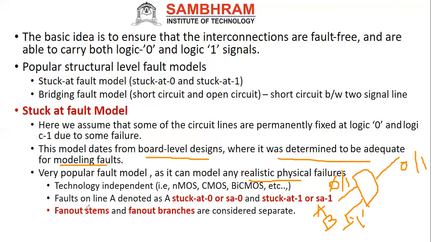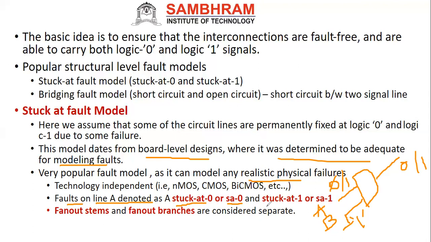Next, the faults on line A are denoted as follows. If you think this is a fault line, A is a fault line, then I can say, for example, it can be stuck at 0, or we may represent it as SA0 for short, that is stuck at 0.